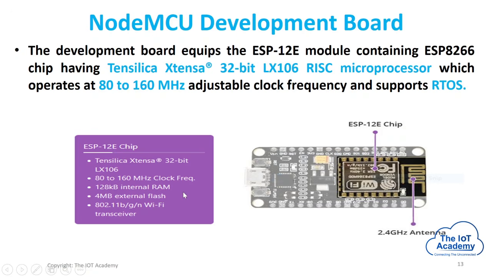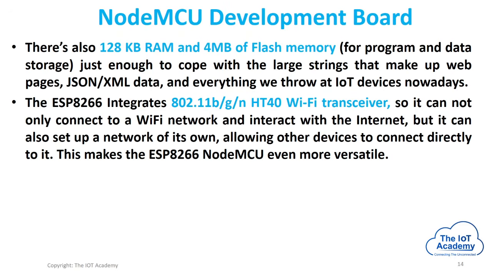There are 128 KB internal RAM, 4 MB external flash, and a 2.4 gigahertz Wi-Fi transceiver antenna is also there. In the NodeMCU development board, these 128 KB RAM and 4 MB flash are just enough to cope with the large strings that make up web pages, JSON, XML data and everything we throw at IoT devices nowadays. The ESP also integrates the Wi-Fi transceiver, so it can not only connect to a Wi-Fi network and interact with the internet, but it can also set up a network of its own, allowing other devices to connect directly to it. This makes the ESP8266 NodeMCU even more versatile.